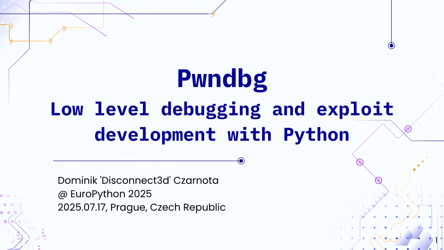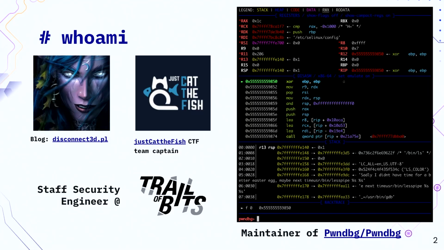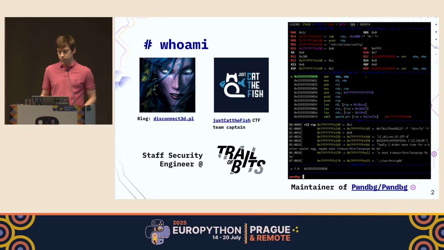I'm going to talk about Pwndbg, which is a plugin for GDB and LLDB for low-level debugging or exploit development. A few words about me. I'm working as a staff security engineer at a company called Trail of Bits. I'm working on auditing or pen testing software in the application security field. So basically, I'm looking for vulnerabilities in different kinds of software, not necessarily low-level ones, but sometimes even Python or some higher-level languages.